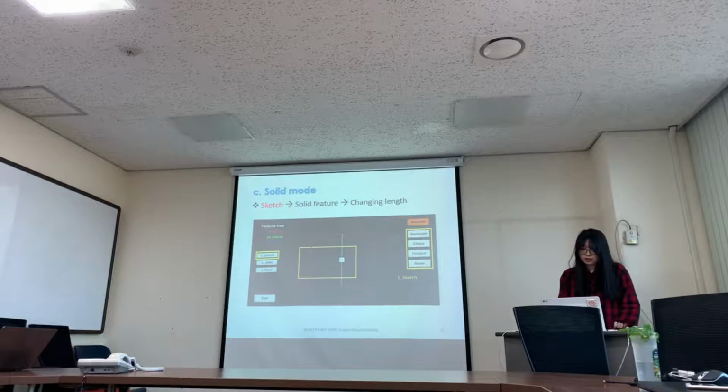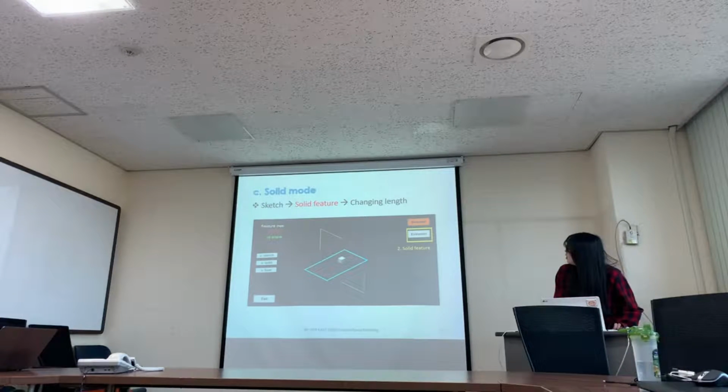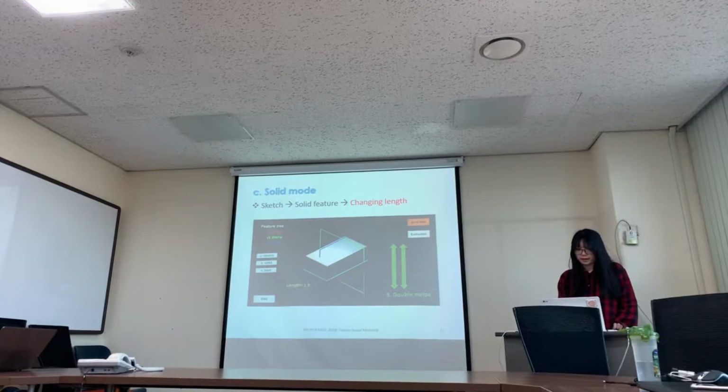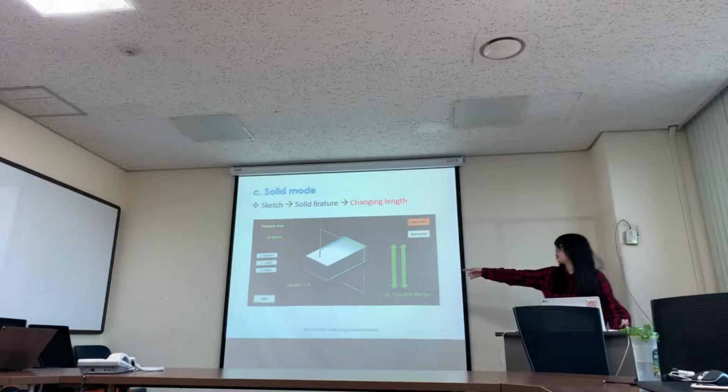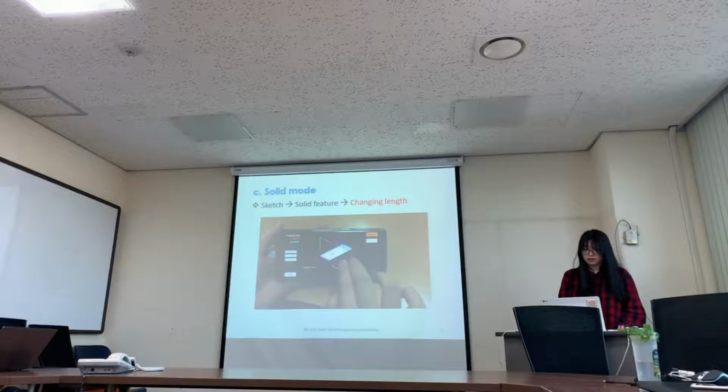And this is the solid mode. After sketching, we can make extrusion in this mode, and then using the double sweep, we can change the length. The length is the yellow text, so it is working like that.